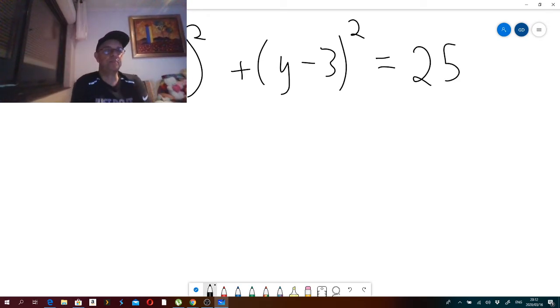Okay, and now they ask this question. They say show that this circle cuts the x-axis at A (1, 0) and B at (9, 0).